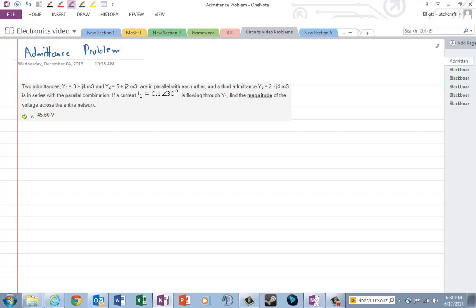Okay, so in this problem it says two admittances Y1 and Y2 are in parallel. Okay, so let's just draw that. Here we have Y1 and it is in parallel with Y2. And a third admittance Y3 is in series with that parallel combination. Okay, so we'll put Y3 in series here.